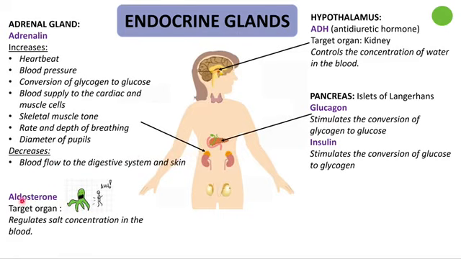And then aldosterone, the other one that is secreted by the adrenal gland, its target organ is actually the kidney, and it regulates the salt concentration of the blood.